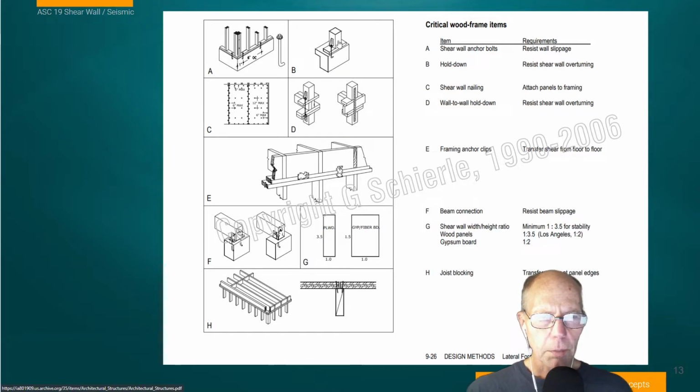B would be a hold down. Maybe now we don't have a shear wall, but we have a post and beam, or braced beam configuration, or a moment frame, but we're still indicating that same kind of hold down to resist that idea of overturning.